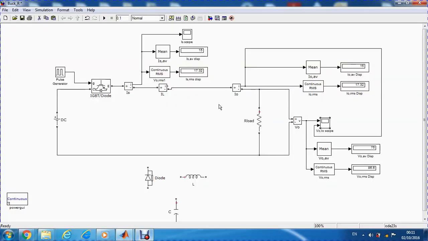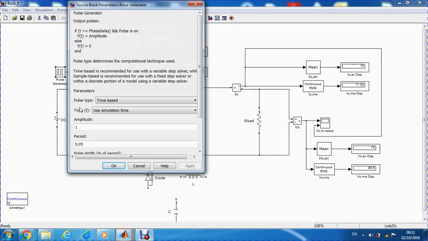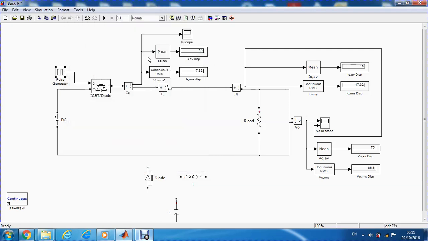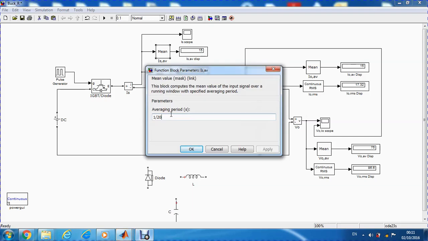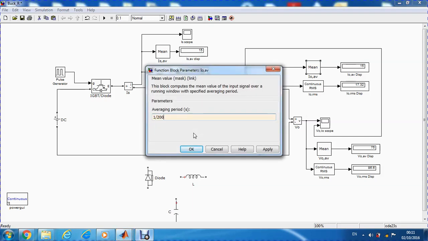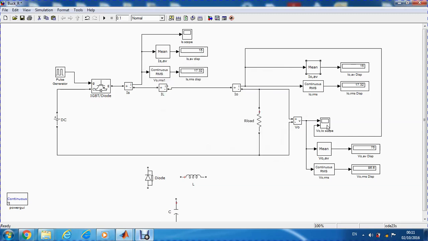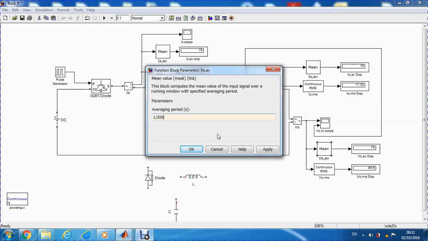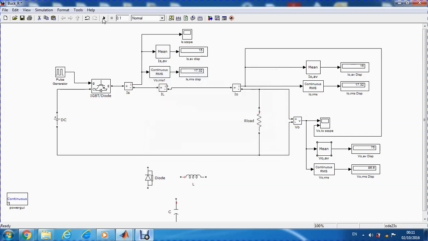Let's see what happens if we change the frequency. The frequency will increase from 20 to 200. Of course, I have to change the frequency of the block that calculates the mean value here, in order to calculate the average across the 1/200 period. So let's start again and see what's going on.